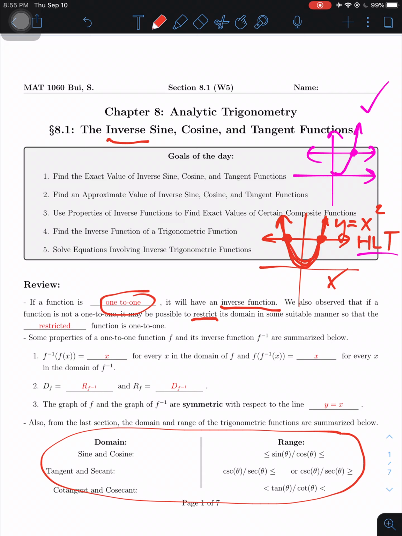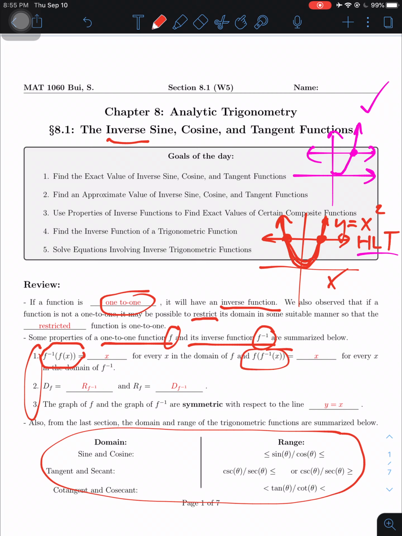Okay, some properties of a 1-to-1 function f and its inverse function f inverse. Symbol-wise, this is f, the name of the function, and f to the -1, or in math we say f inverse is the inverse function of f. I'm giving you 3 properties of them. The first one: if you compose them one onto the other, it's going to return x.